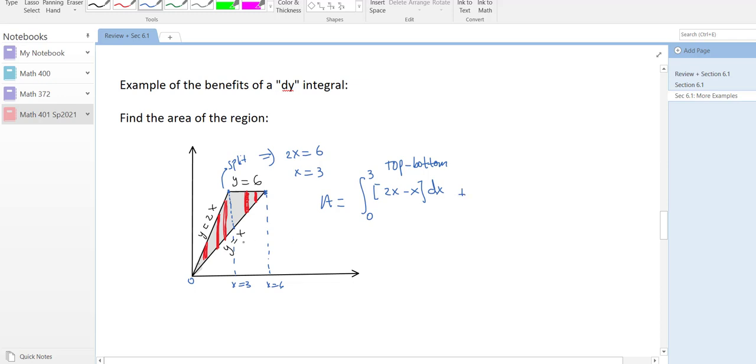Right, plus I need the other integral, the integral from 3 to 6. Why do I need two integrals? Because top minus bottom change. Now the top function is 6 instead of 2x. So it will be 6 minus x dx. And we can integrate it.